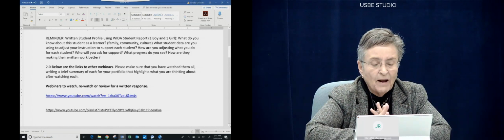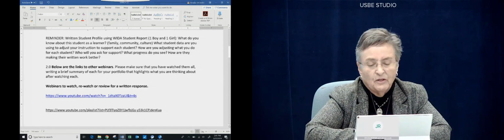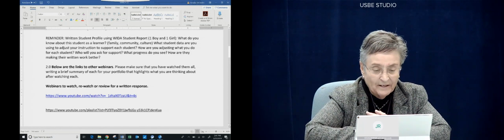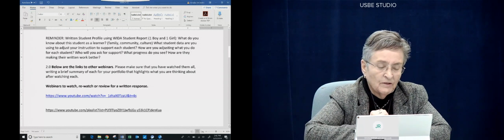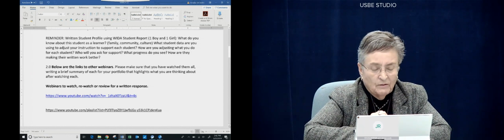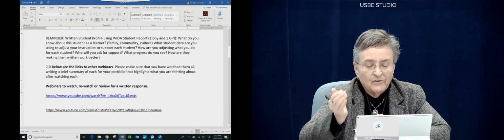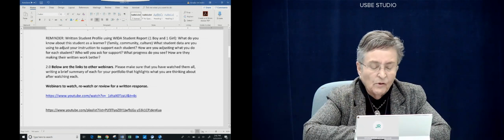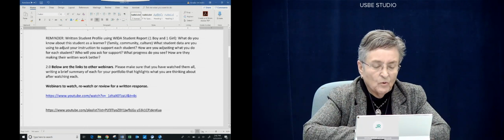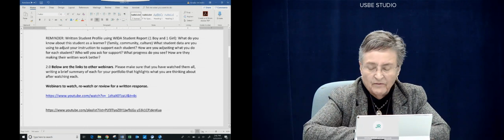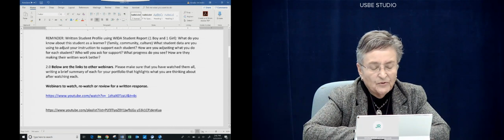So that's just a reminder of the written student profile, using the WIDA student report and other sources of data to track a student's progress, and ultimately toward better written work, using academic conversation and then transitioning into creating better written work, because that ends up being one of the gatekeepers for post-secondary education.